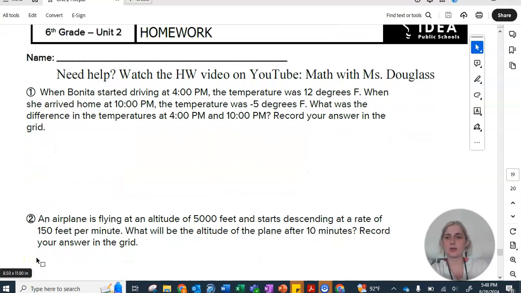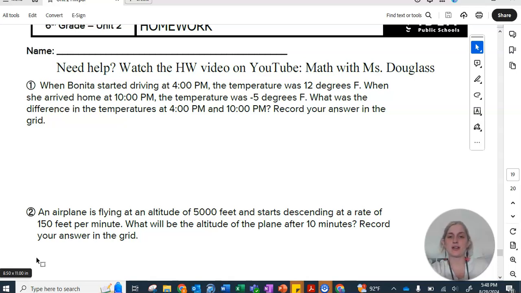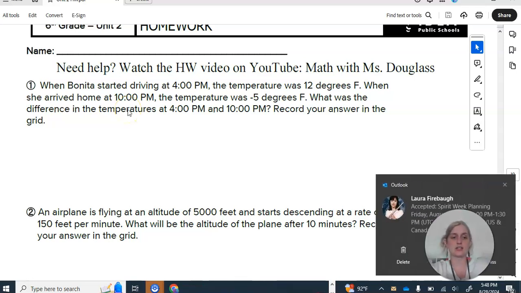All right, question number 1. When Juanita started driving at 4 p.m., the temperature was 12 degrees Fahrenheit. When she arrived home at 10 p.m., the temperature was negative 5 degrees Fahrenheit. What was the difference in temperature?